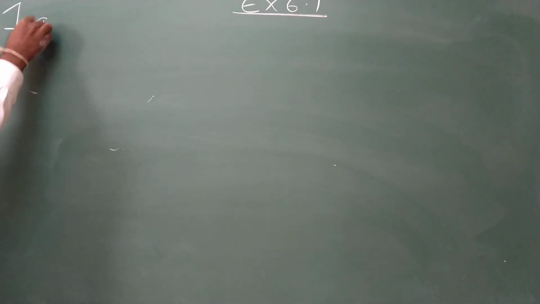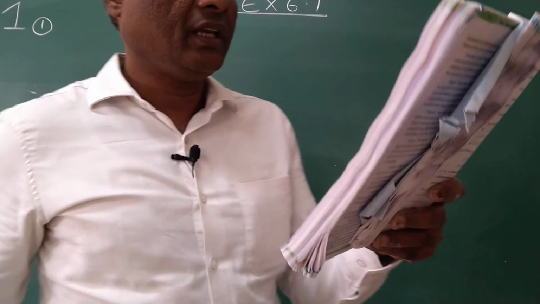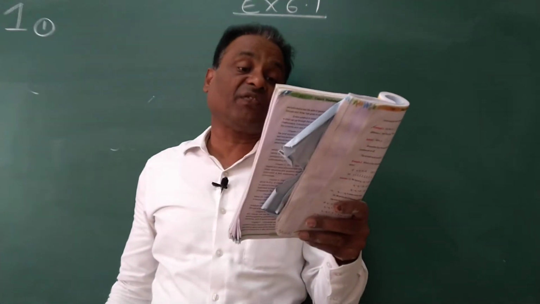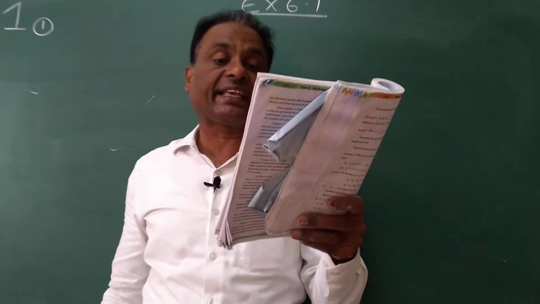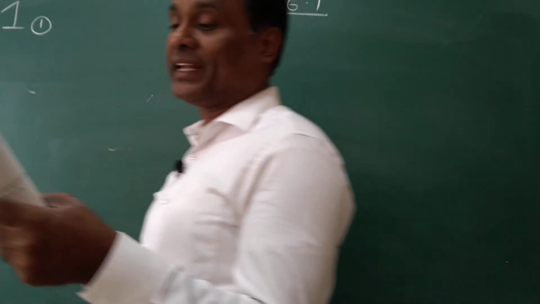Exercise 6.1. First one. First bit. Minimum taxi fare is rupees 20 for the first kilometer and thereafter rupees 8 for each additional kilometer.